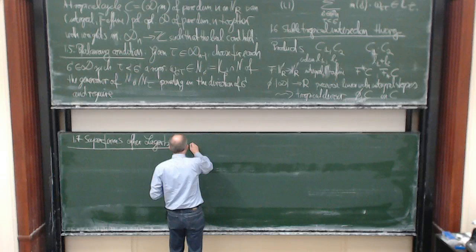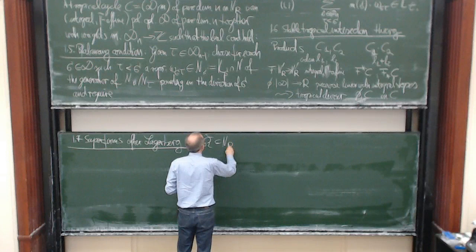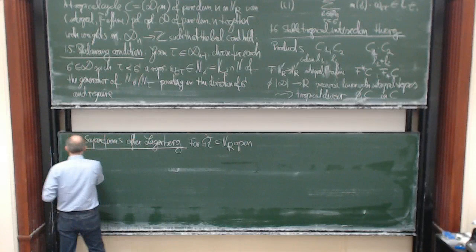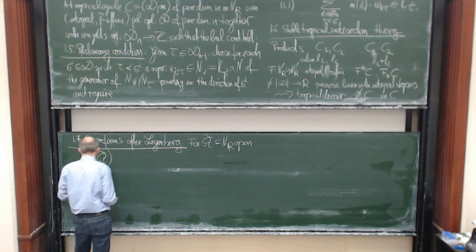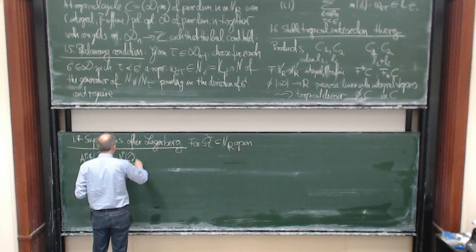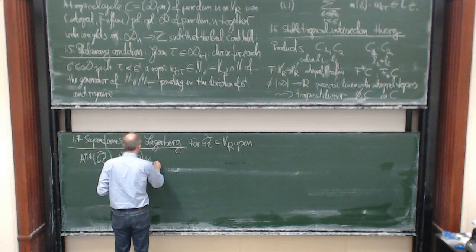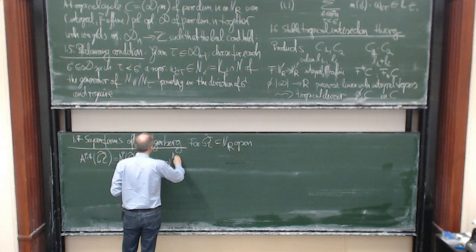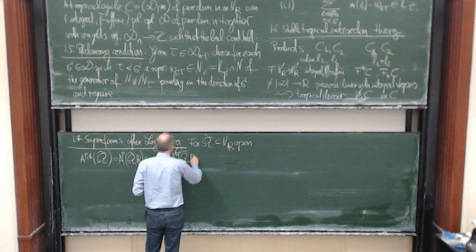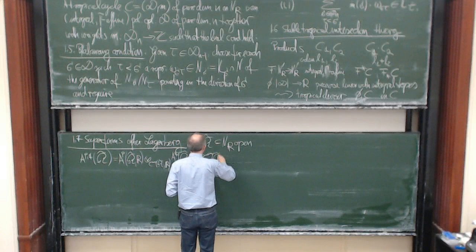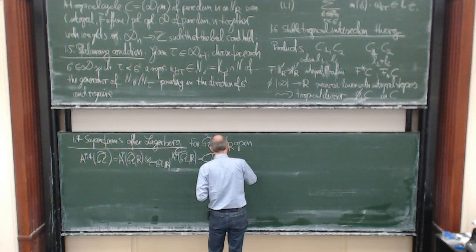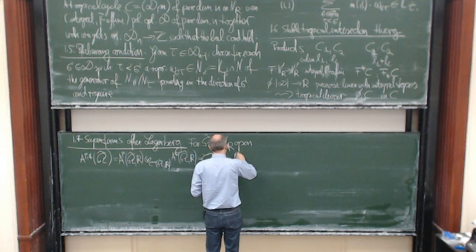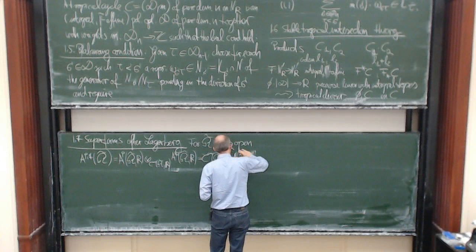So for some open subset omega tilde in N_R as before, you define A^{p,q}, the space of superforms. These are the p-forms in the classical sense with real coefficients, tensor over C-infinity of omega tilde, everything real, A^q of omega tilde. And you can also write this as C-infinity of omega tilde, real, tensorized over Z with the top exterior power, Lambda^p M tensor Lambda^q M.